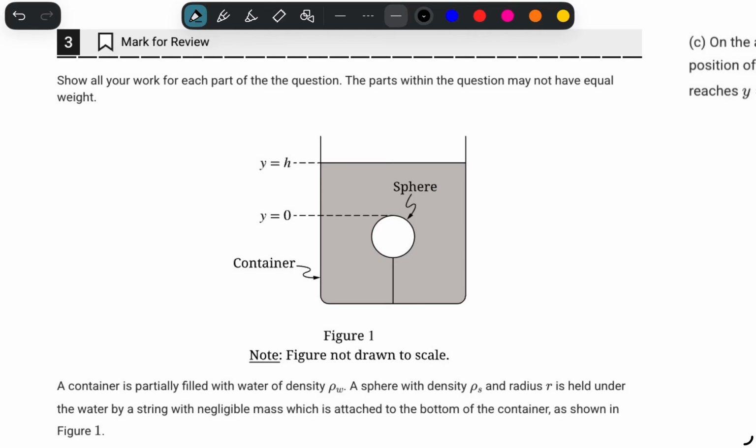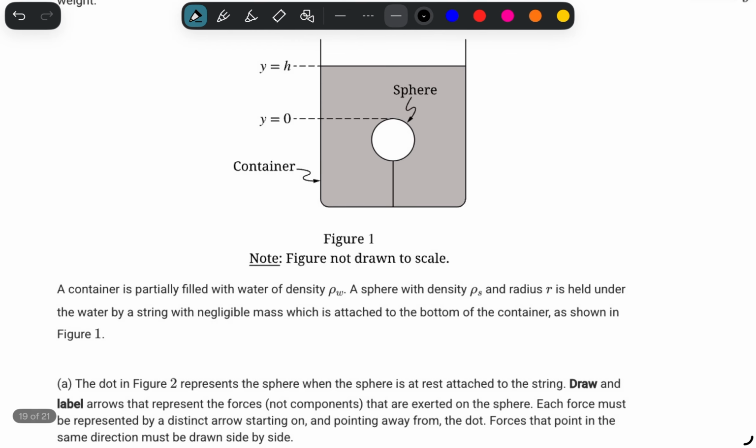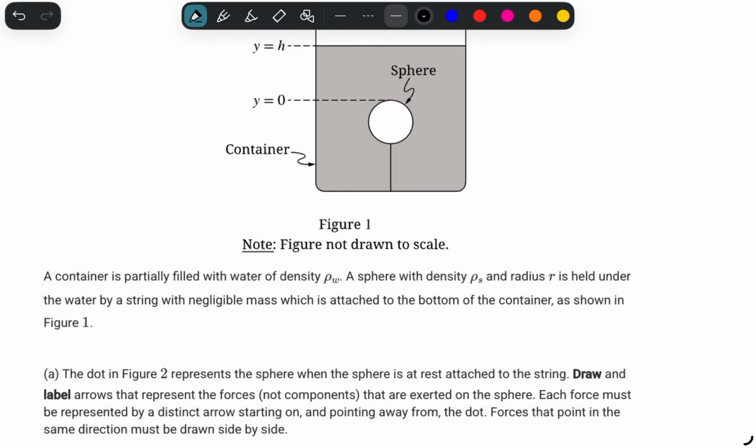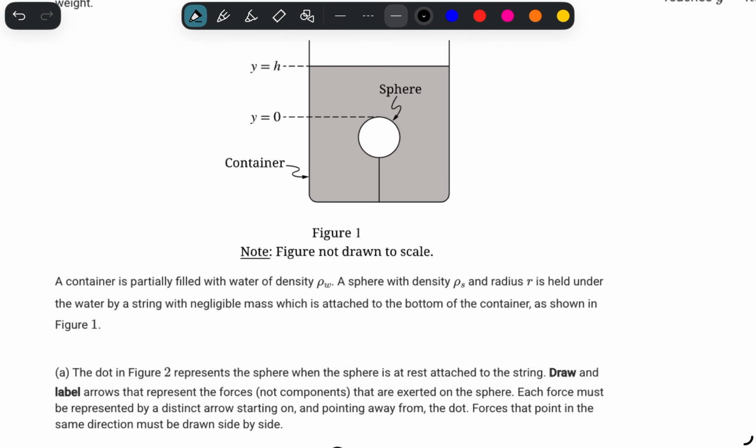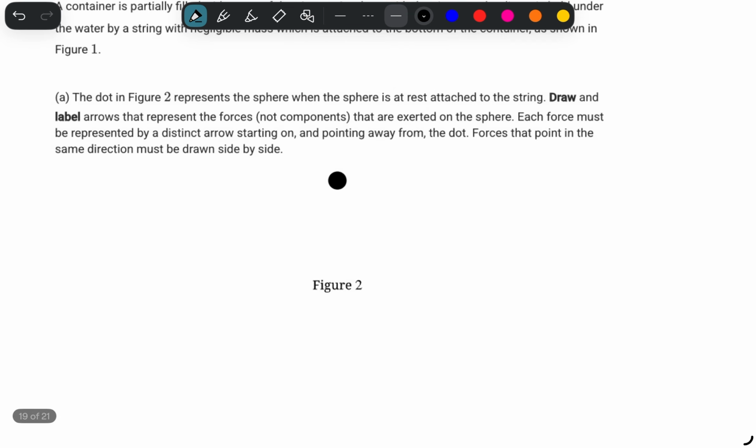In this video, we're going to do an AP Physics 1 FRQ QQT type, number 3. So we have a container that is partially filled with water of density rho water. A sphere with density rho S and radius R is held under the water by a string with negligible mass, which is attached to the bottom of the container as shown in figure 1. The dot in figure 2 represents the sphere, and the sphere is attached to a string.